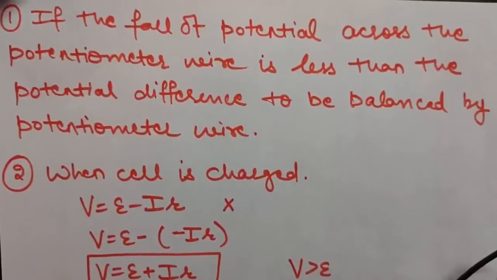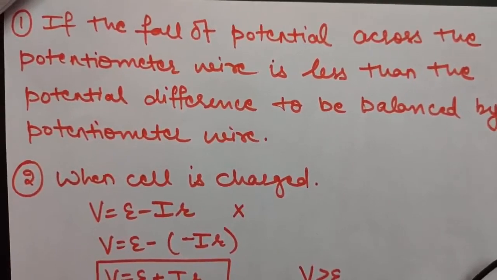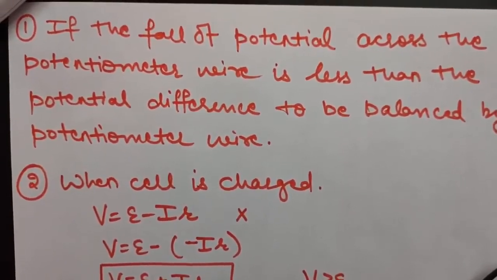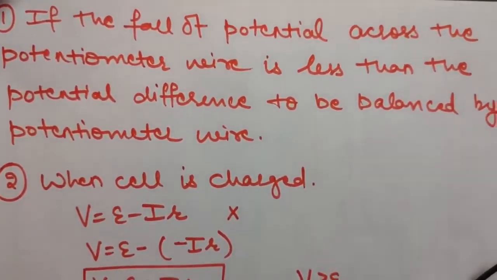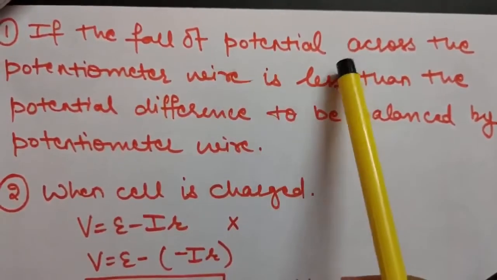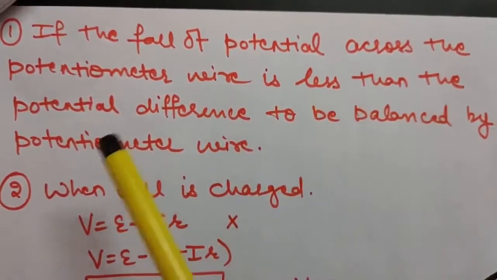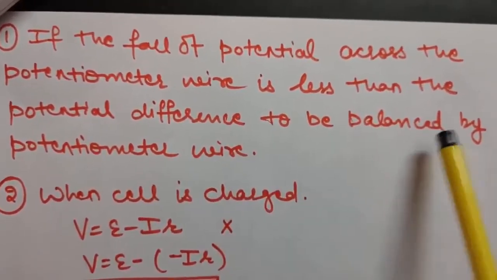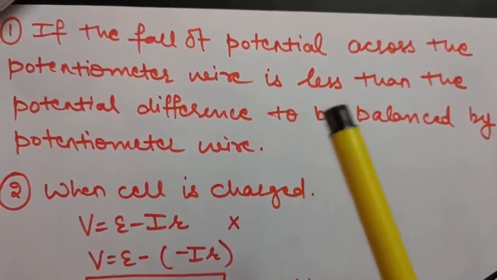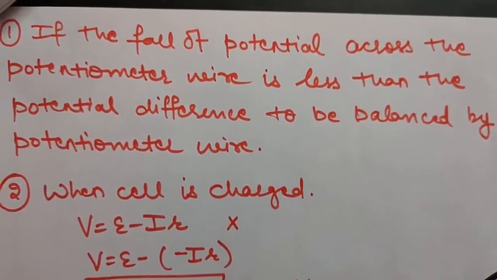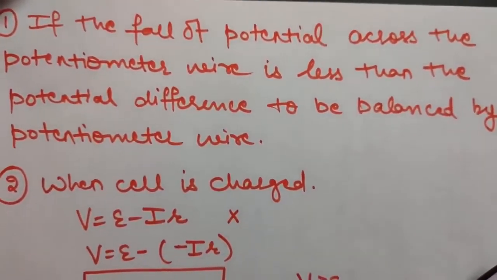Okay, so the first question is: when is the balance point not obtained on the potentiometer wire? The answer is, if the fall of potential across the potentiometer wire is less than the potential difference that is to be balanced by the potentiometer wire, in that case the balance point would not be obtained.